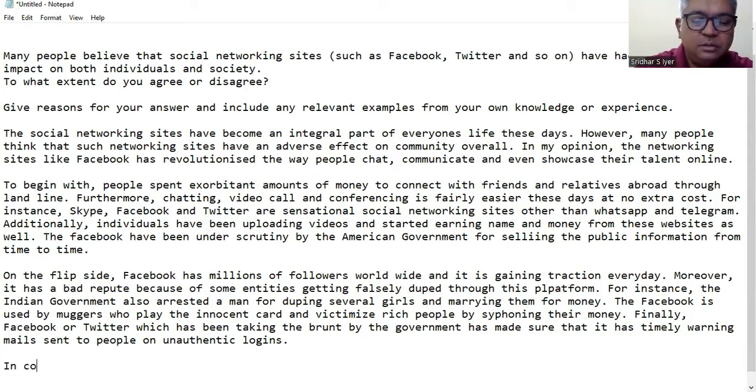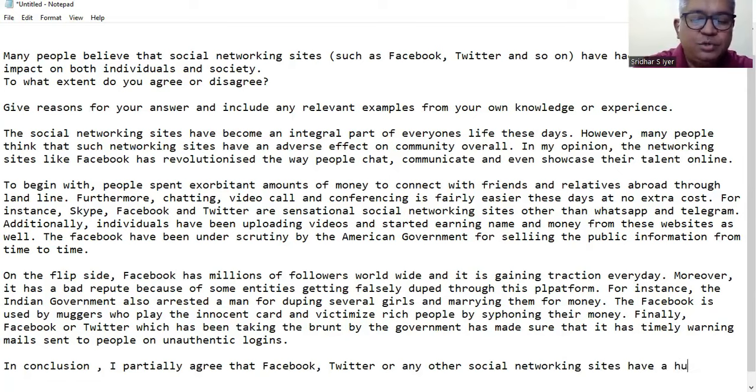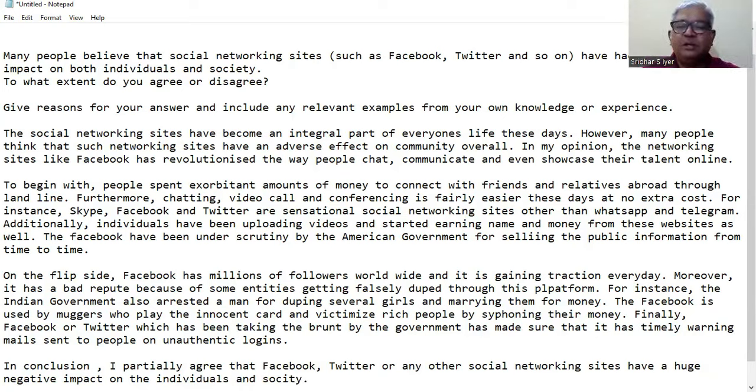In conclusion, I partially agree that Facebook, Twitter, or any other social networking sites have a huge negative impact on the individuals and society.